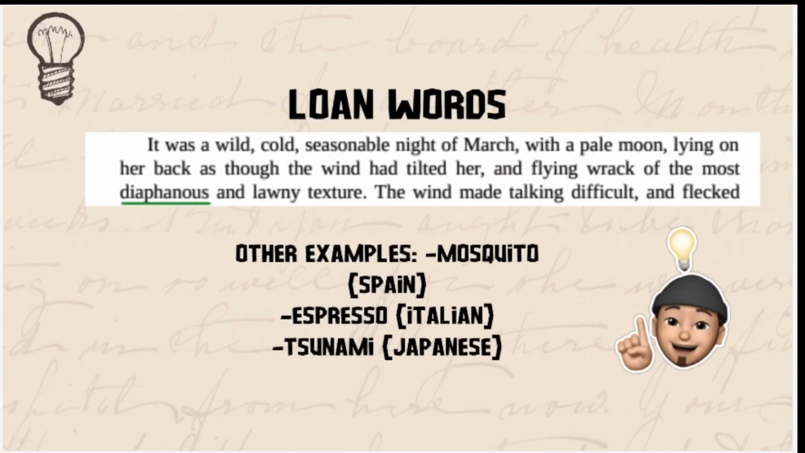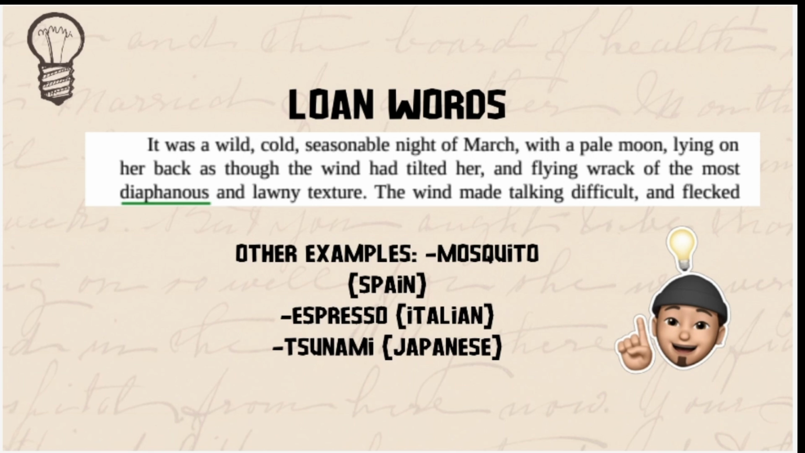An example of a loan word that we can find in the text is the word diaphanous. This word is used in the phrase, "It was a wild, cold, seasonable night of March, with a pale moon lying on her back as though the wind had tilted her, and flying rags of the most diaphanous and lawny texture. The wind made talking difficult." So it is understood that in the text this word refers to a curtain, and the word diaphanous comes from the Greek diaphanes, but over time it has been adapted to formal English.